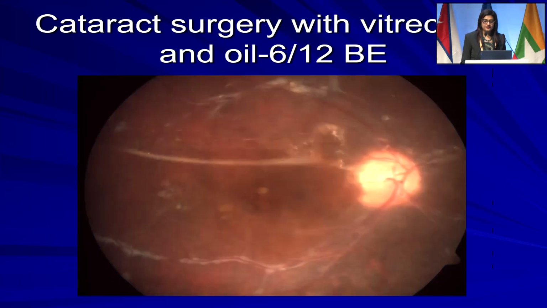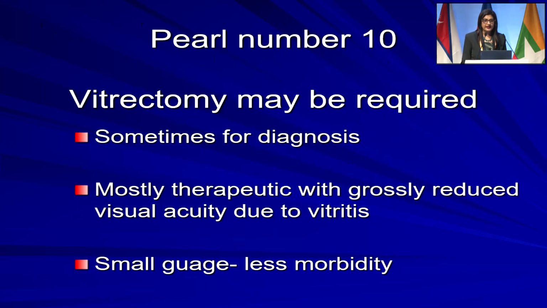After control of immunosuppression, she underwent cataract surgery with vitrectomy and oil and is maintaining a vision of 6/12. So finally, you may not be able to treat all of these cases with just anterior segment surgeries. You may need vitrectomy, sometimes for diagnosis, sometimes therapeutic. And with small gauge vitrectomy, we now have much less morbidity in children, and you can take up these children for surgery without much difficulty.